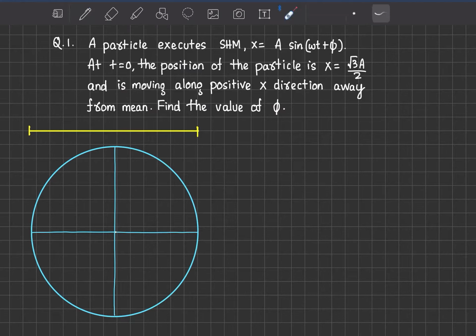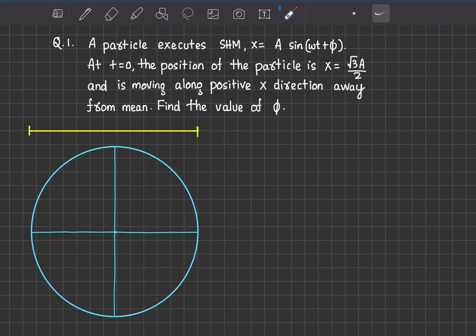The question says a particle executes SHM, x equals a sin(ωt + φ), and at t equals 0 the position of the particle is x equals root 3 a by 2 and it is moving along the positive x direction. So here the thing to notice is the position is given and the direction of velocity is also given. It is asking us to find the value of φ, which is our initial phase.